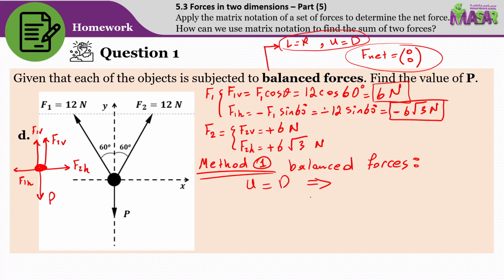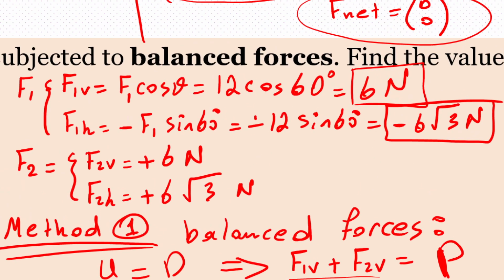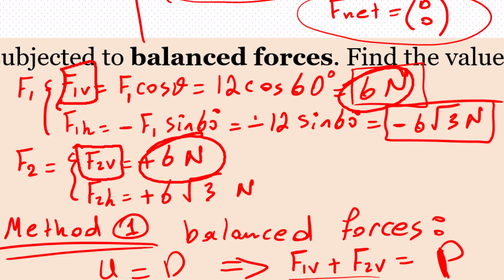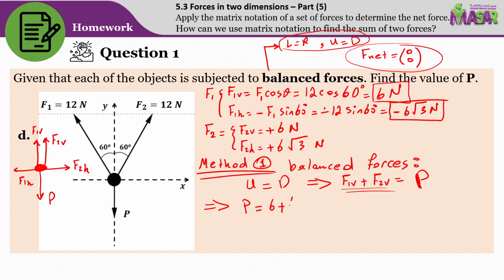Now, along the vertical, we have two upward forces, F1V and F2V, added together. They must be equal to P. So in order to find the value of P, I should evaluate this side. So P is equal, according to the result here after the decomposition, we found that F1V is equal 6 and F2V is equal 6. So let me write here that 6 plus 6, and the value of P is equal to 12 Newton.